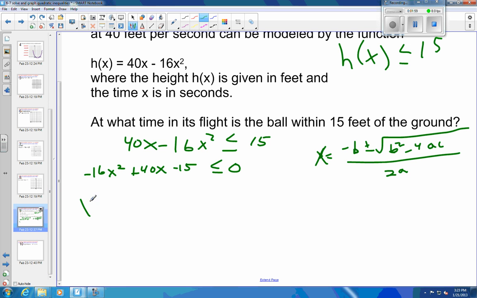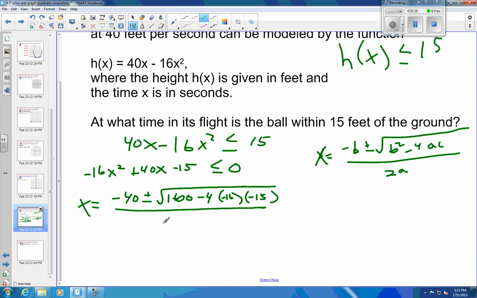So x is going to be equal to negative b, so b is 40, so it's negative 40 plus or minus the square root of b squared, so 40 squared, that's 1600, minus 4 times negative 16 times c, which is negative 15, all over 2a, so that's negative 32, a being negative 16, right?